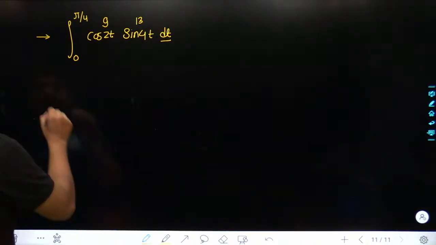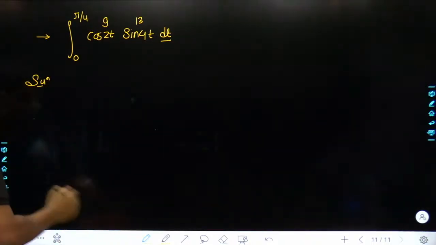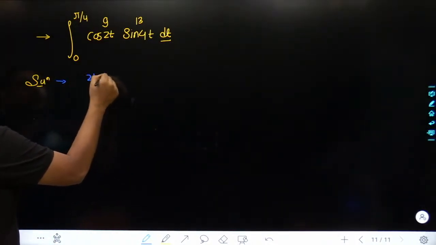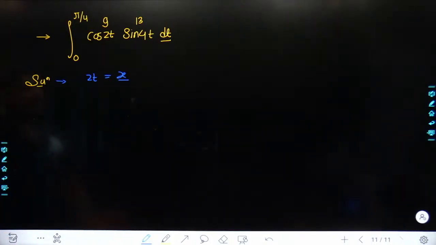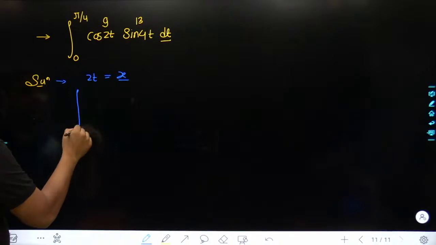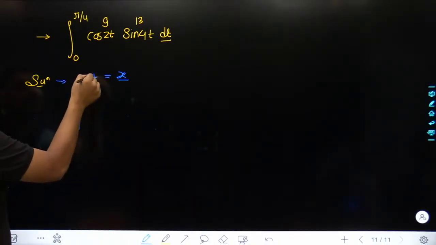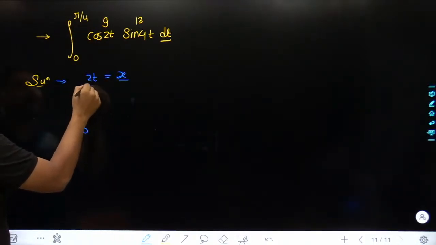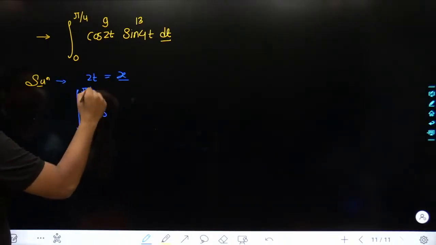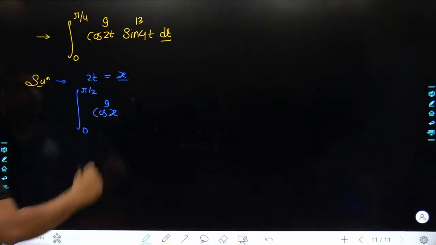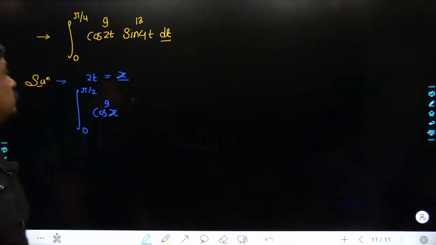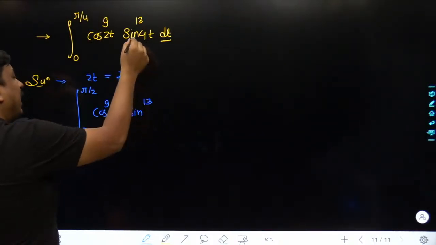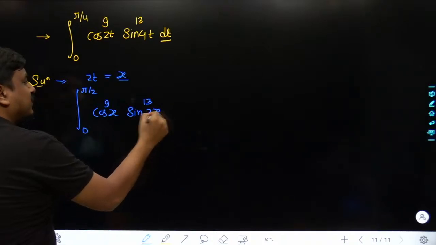The same thing has to be followed over here. May I know what would be the procedure which I am going to follow over here? 2t would be taken as another variable. Let's take it as x over here. So if we talk about its limit compensation, once t is fed as 0, the value of x would become 0. Once t is fed as pi by 4, definitely it would become pi by 2. Along with this, cos of 2t would be written as cos of x, which has been raised to the power of 9. And in the same sense, here it's going to be sine of 4t, which would become 2 times x, raised to the power of 13.